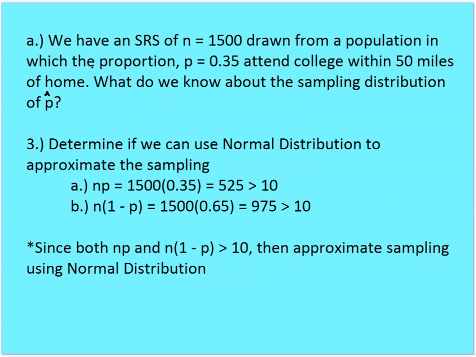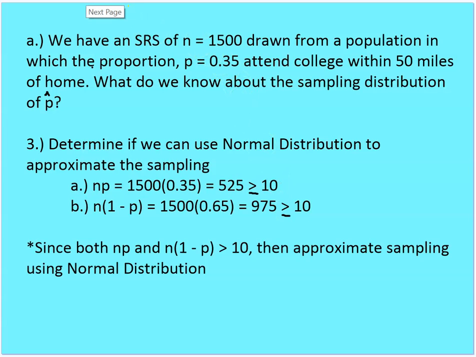Okay, so second, we've done the data collection and evaluation. We've determined that we can use the standard deviation formula because that sample meets the 1/10, or the 10%, rule. Now we have to determine if we can use a normal distribution to approximate the sampling. Both np and n times 1 minus p are greater than or equal to 10. All right, so we can assume an approximately normal distribution because they're both greater than 10.